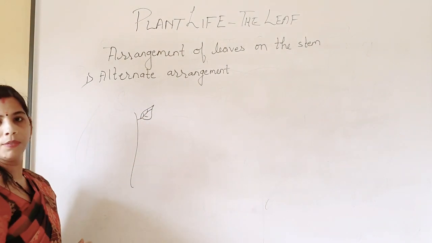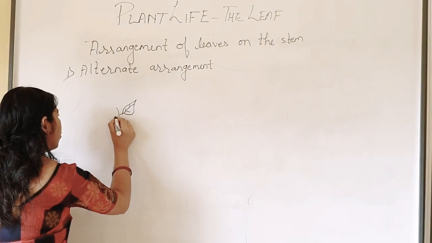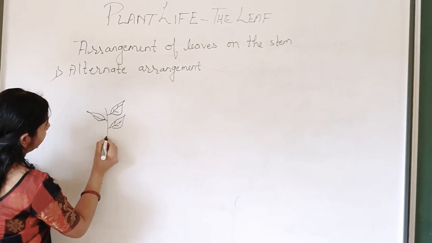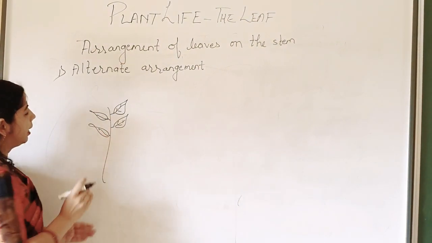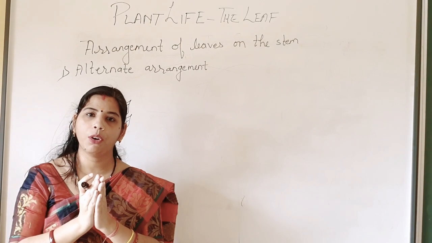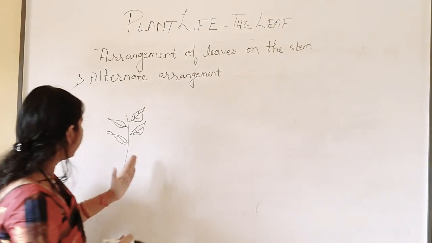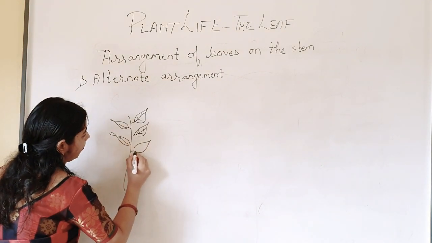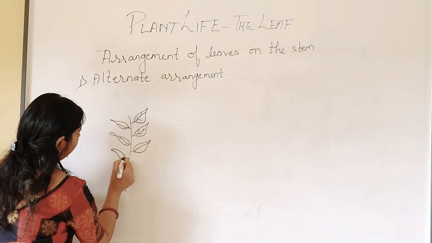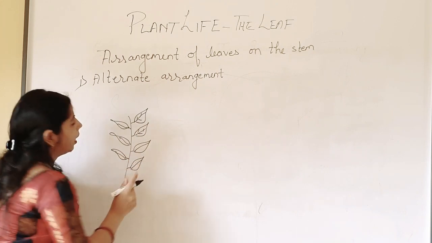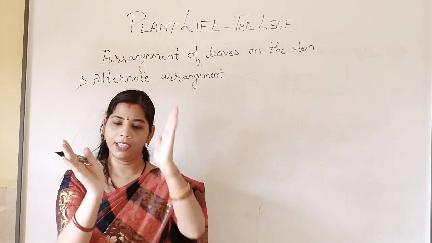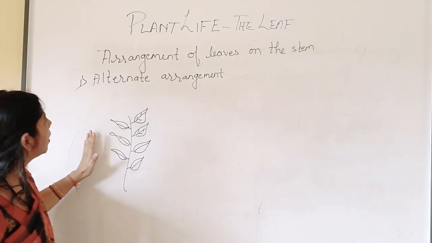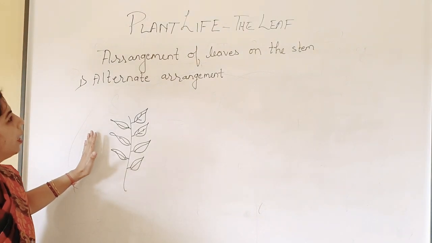That means one leaf from the rachis is here, the next one is here, the next one is here. That means there is no overlapping of leaves on one another, and these are completely present in this manner. Alternately, one is here, then one is here, and one is here. So this is the first one, alternate arrangement of leaves on the stem.